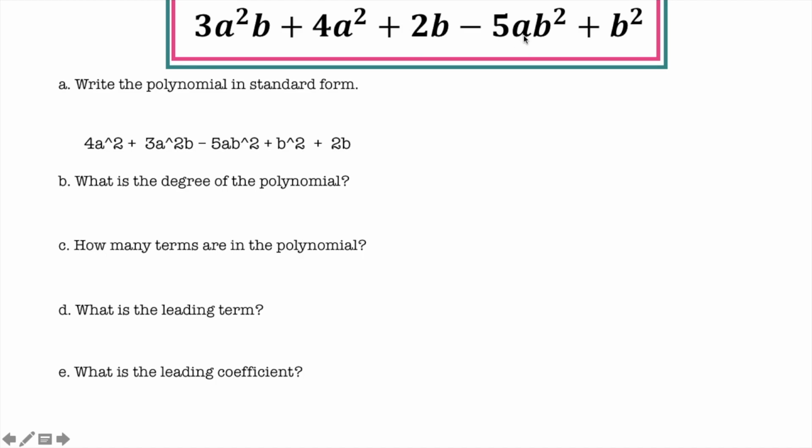Then you have minus 5ab squared. We go to this one because this is the next highest a value. These two terms do not have an a. And then we're going to go to our b values. B to the first power is smaller than b squared, so we're going to list b squared first. Then our last would be 2b. So that's in standard form.